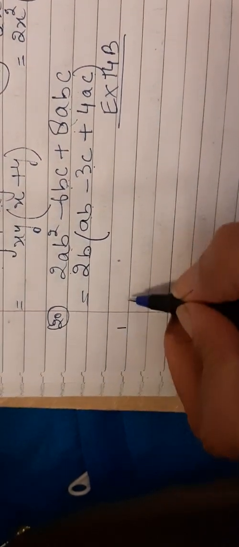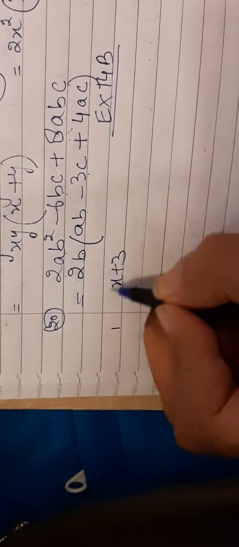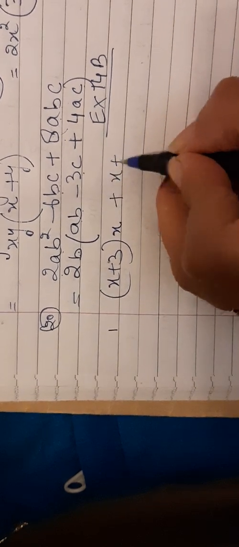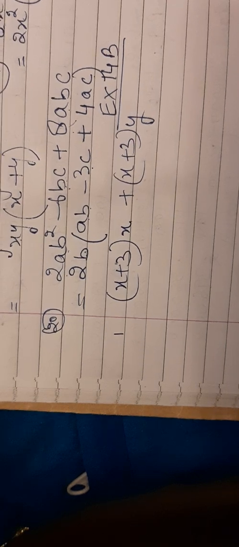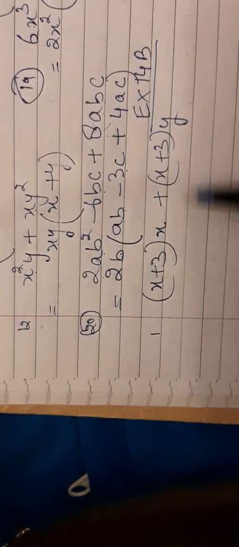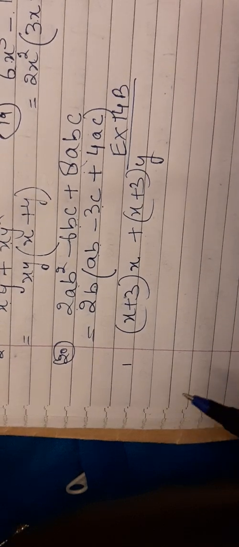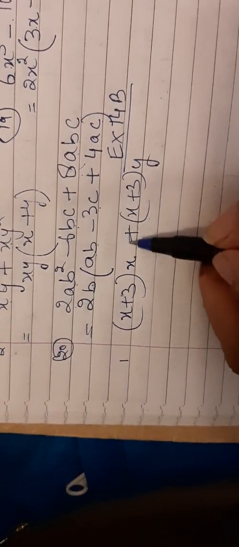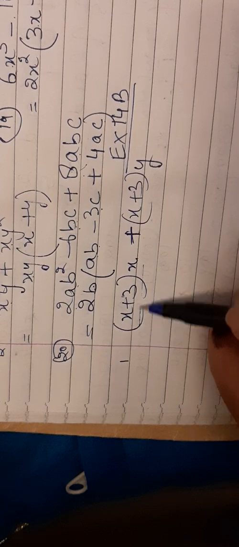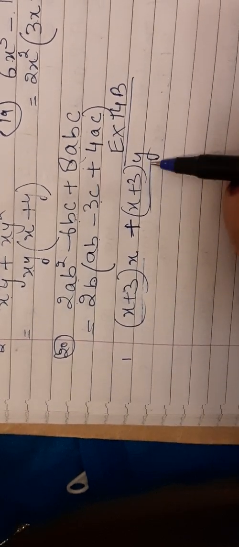Now I am taking up the first question. First question is x plus 3 x plus x plus 3 y. Now in the first exercise you saw that monomials were common. Now in this exercise you will find that binomials or trinomials may be common. Now see this plus sign. This plus sign is splitting your expression into two terms. This is first term complete and this is second term.